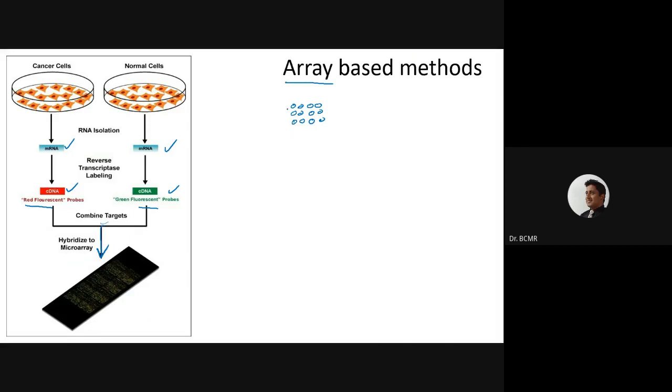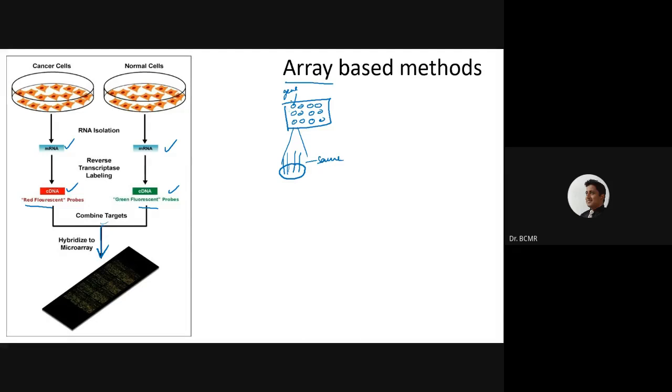And the chip will consist of several spots, each spot representing one gene, probably one ORF. And each spot, if I enlarge it, will have single-stranded sequences like this. And all the sequences in one spot are the same, identical nucleotide sequence.